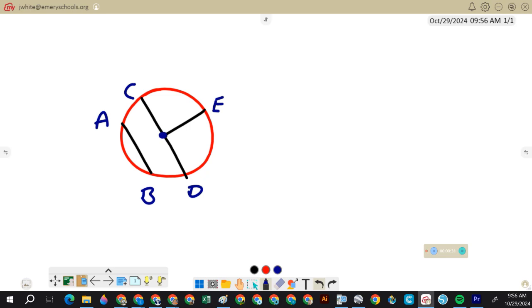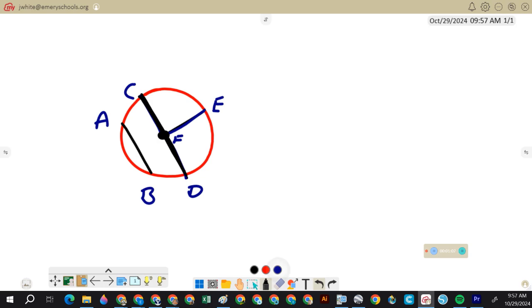So if this is the center of the circle, let's call that F, then FE is a radius. Similarly, CF, or you could also call it FC, and FD are all radii. That is a segment that connects the edge of a circle to its center. And then a diameter would be a segment that connects one side of a circle to another and hits the center. And a diameter is always exactly twice as long as a radius.